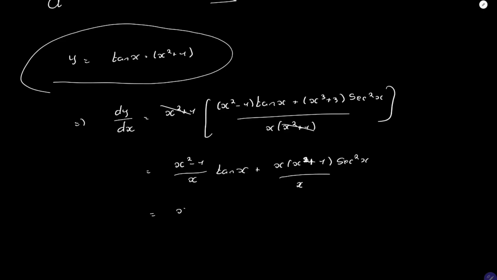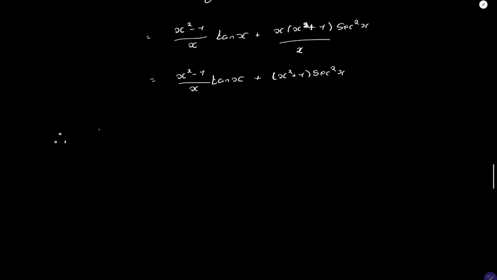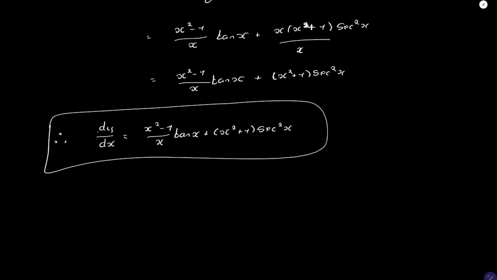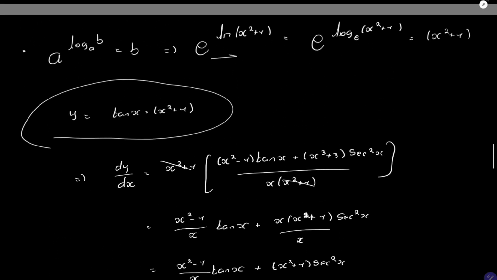X cancels out. We are left with (x squared minus 1)/x tan x plus (x squared plus 1) sec squared x. So we can still conclude that the derivative of y with respect to x leaves us with (x squared minus 1)/x, all that times tan x, plus (x squared plus 1) sec squared x. So this is a much simpler form we would have gotten using this simplification.